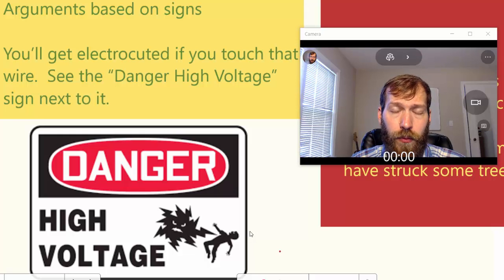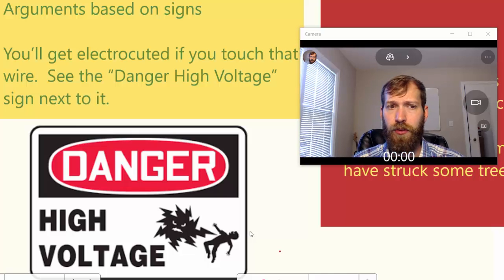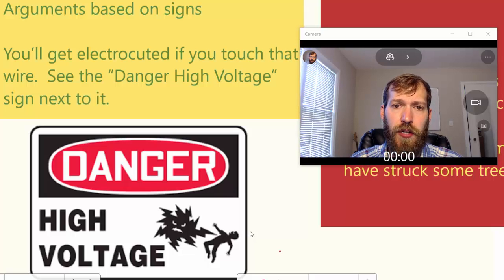It could be other kinds of signs too. Maybe you're tracking an animal, so you might use animal droppings or certain other things that display the behavior of that animal as a sign to formulate a conclusion. So in the example I have, you'll get electrocuted if you touch that wire. See the danger high voltage sign next to it. And being that danger high voltage signs aren't usually planted for no reason, just anywhere, when we see one next to exposed wires, that's really good evidence that the conclusion is probably true.